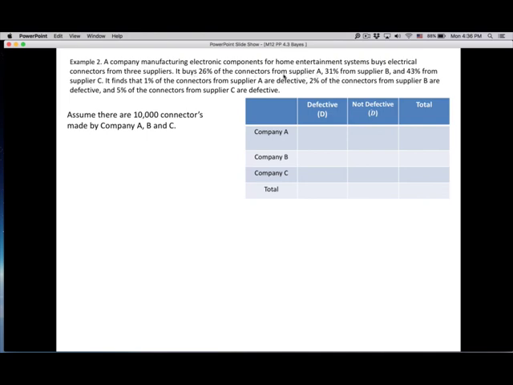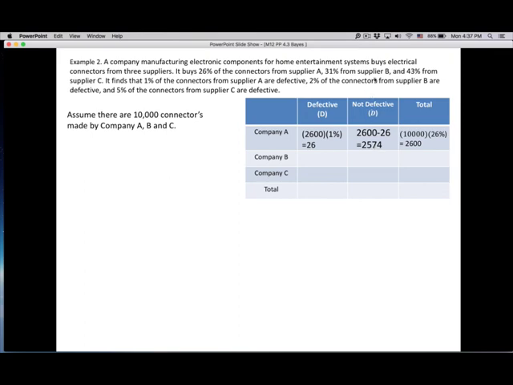Okay, 26% of the connectors are from supplier A. So I will have 10,000, the total number of connectors, times 26%. So you have 2,600. And then they say 1% of the connectors from supplier A are defective. So from supplier A, that will be defective, that's 1%. So I use 2,600 times 1%, which is equal to 26. Now you need to figure out: if the total connectors made by company A is 2,600, and 26 of them are defective, how many of them are not defective? You could subtract it, right? The total number of connectors made by company A minus the 26 that are defective. So you're going to get this number.